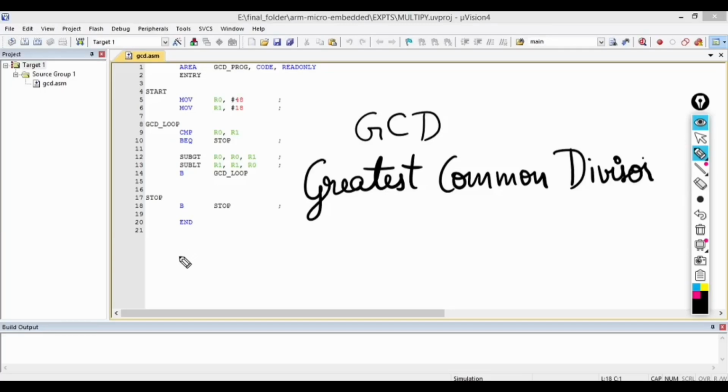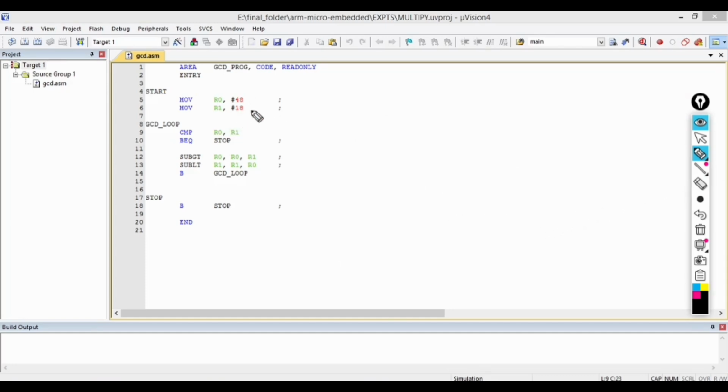Hello everyone. In this particular session, I'll be explaining a simple code which finds the greatest common divisor of any two positive numbers. This GCD is also known as HCF, that is nothing but highest common factor, and GCF, which is greatest common factor.